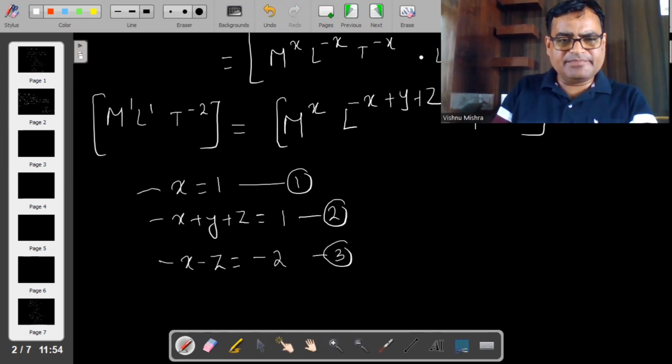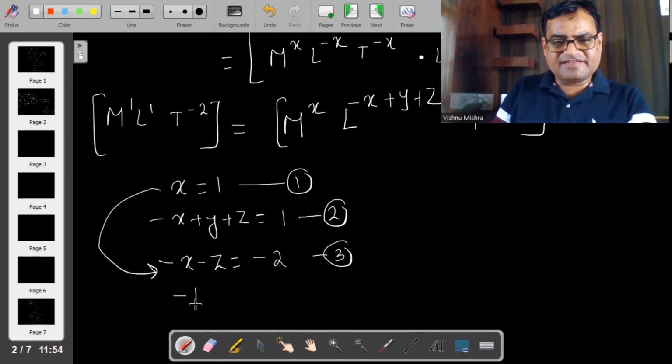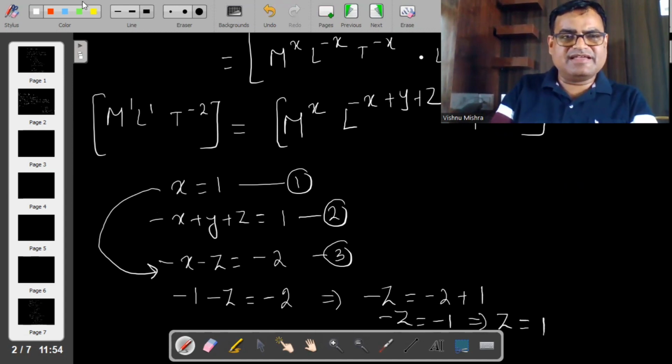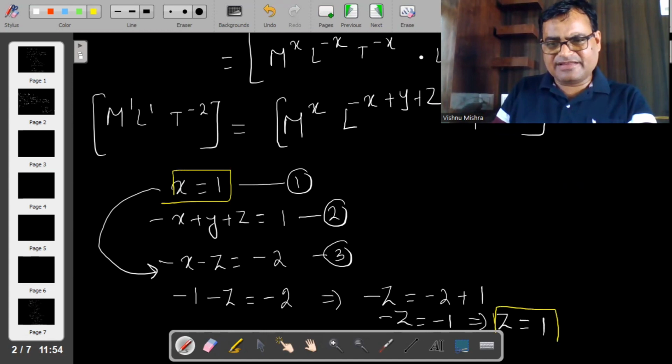Now, if you put x equal to 1 here, you will get z. So minus 1 minus z equals minus 2. This implies minus z equals minus 2 plus 1, so minus z is minus 1. This implies z is equal to 1. And you got x equal to 1 and z equal to 1.